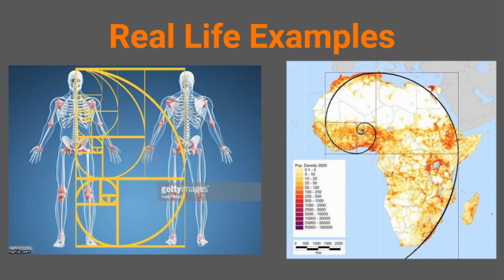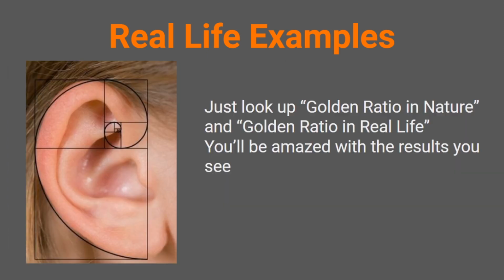So on the left, we have a picture of the human body, and we'll go more in depth in that later on in the video. But you can see how this applies beautifully. Now we have it in the ear as well, and this ear just lines up perfectly. So for more real life examples, just look up golden ratio in nature and golden ratio in real life, and you'll be amazed with the results you see. Now on to the demo.